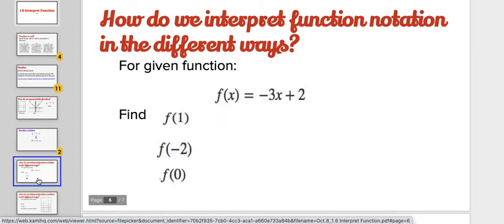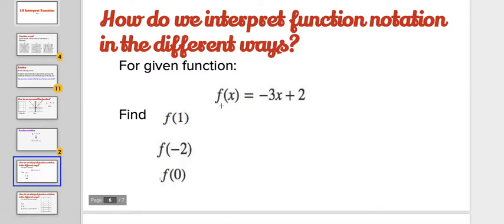Let's check one example here. If we know the function is negative 3x plus 2, we know it's actually a line. Now, how do we find the values here? Again, you can pause here to figure out the answer. Some of you probably already figured out the answer. All we need to do is, whatever is inside the parentheses is actually x, right? So we just replace the x in this expression with the value we have here. So f of 1 means x equals 1.